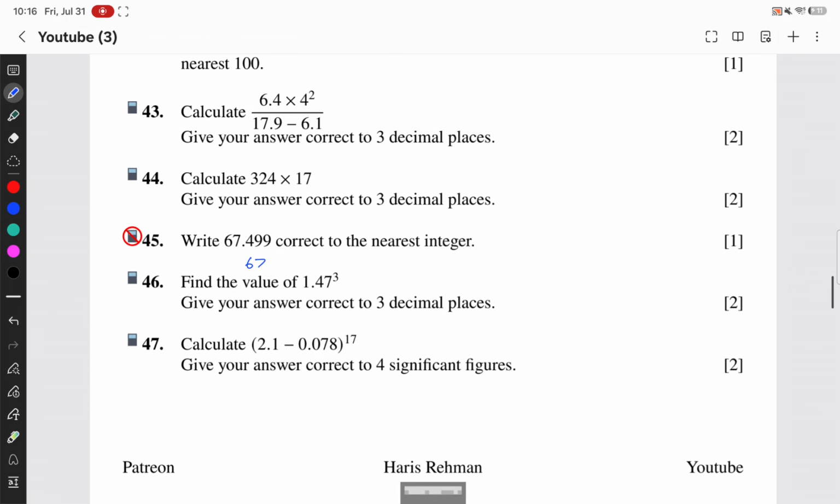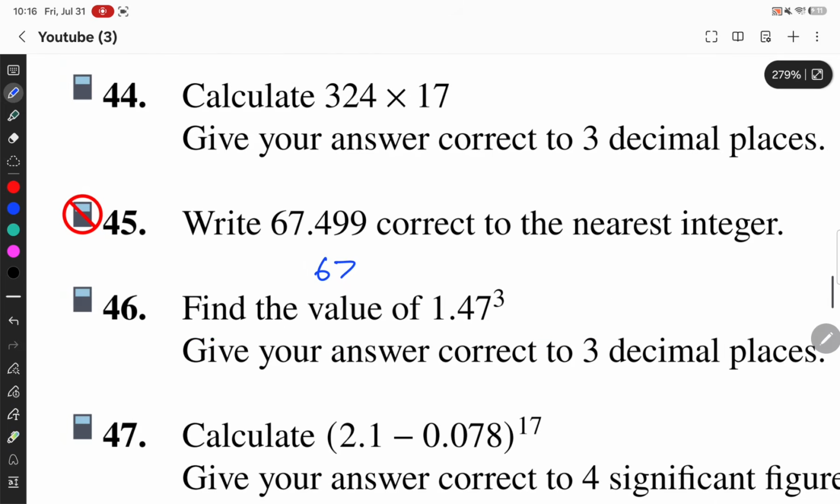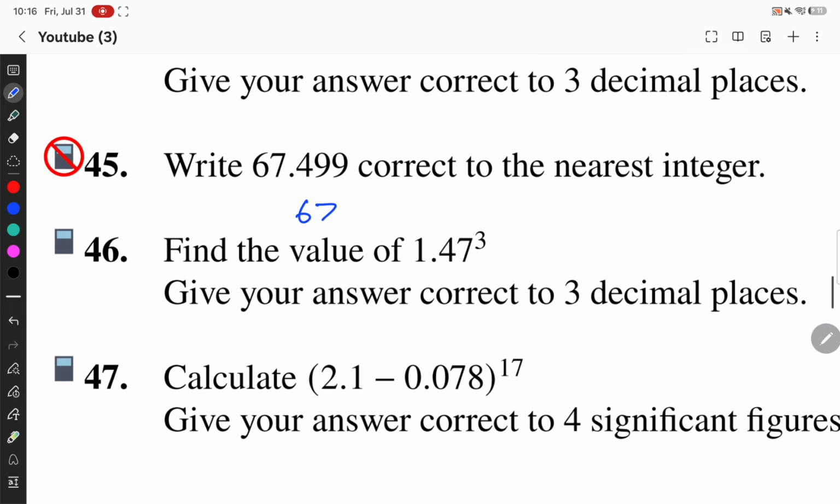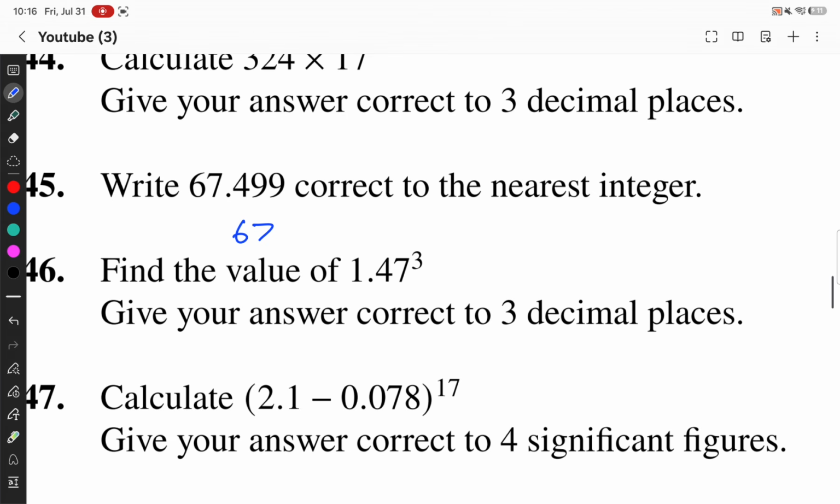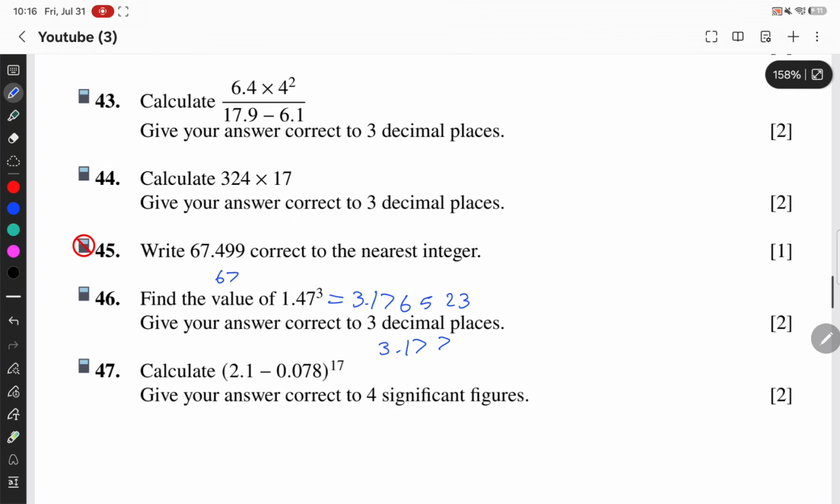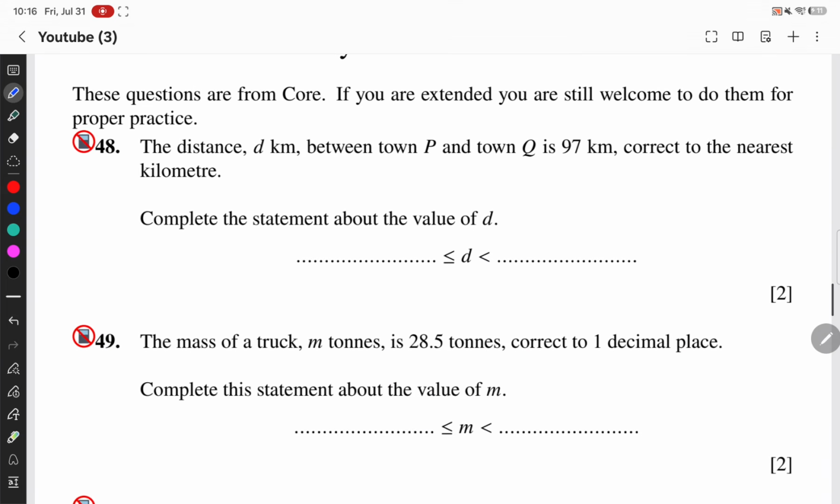We'll see. Let's do one of these, 1.47 to the 3. Now some I will likely put in using a calculator question, so be mindful of that. So this is 3.1765 and so on, correct to 3 decimal places. So this is 3.177. Done. Very simple. You guys can do the rest, I hope.